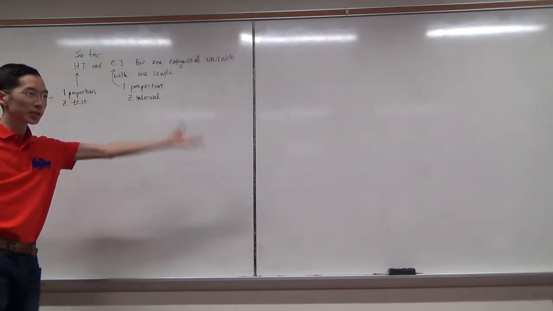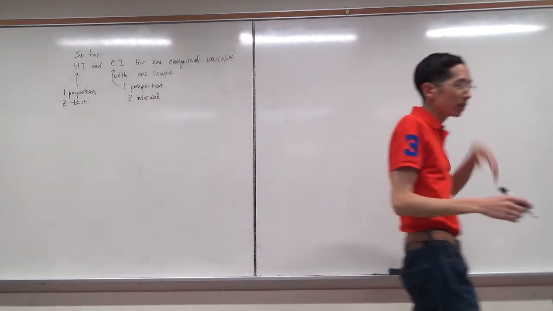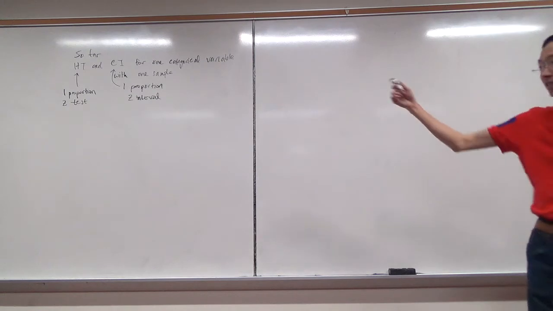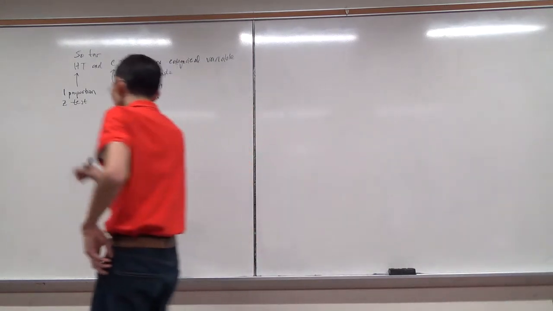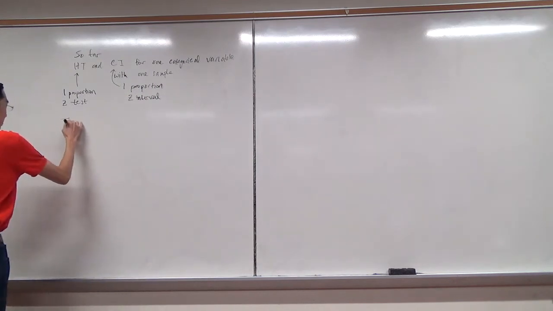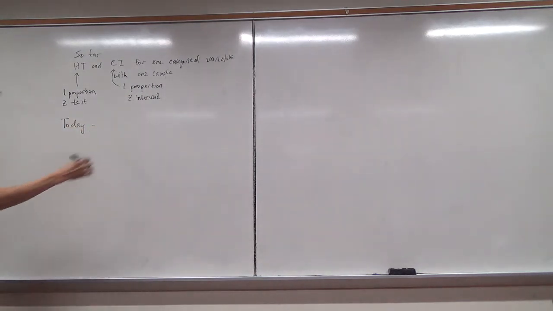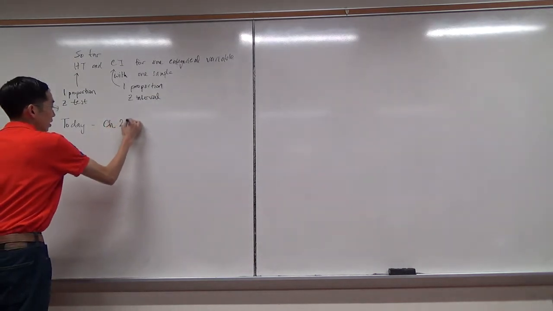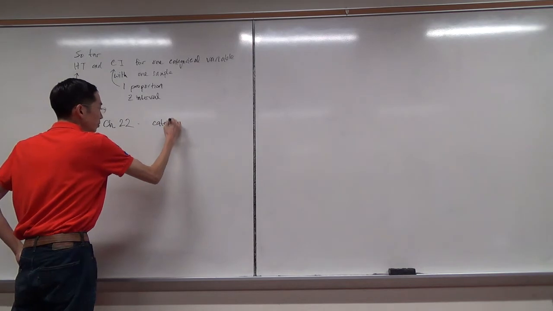So you observe one sample, and based on that one sample, what can we say about the population? That's what we've covered so far. Okay, so today, this is chapter 22. We're still dealing with a categorical variable.